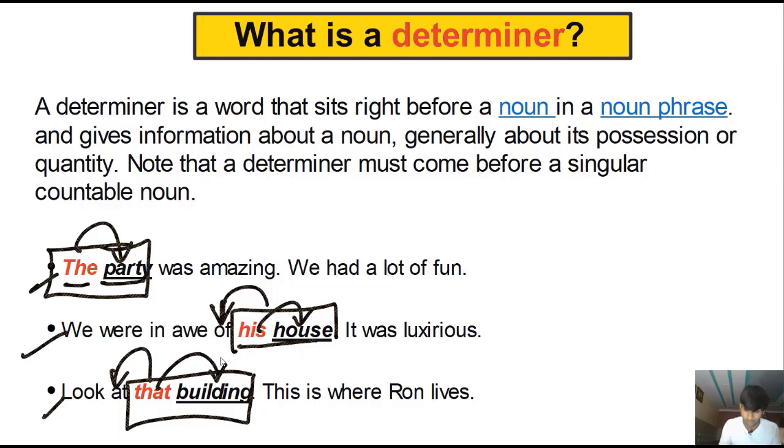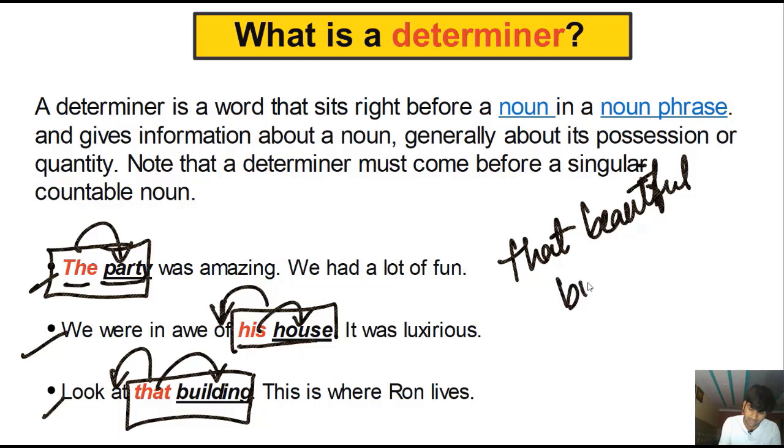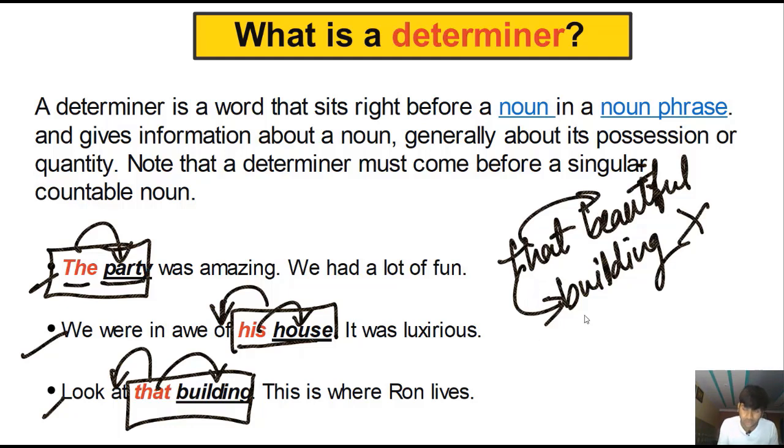Look at that building. All right, so it is again giving information about the noun building coming in the beginning of the noun phrase, that building, right? We can also say that beautiful building. So I want you to understand this, right? I want you to understand everything about it. That beautiful building, we can say, right? But it is still referring to the noun building. Just because we have an adjective sitting in the middle of these words, it doesn't mean that that is modifying the adjective beautiful. No, that is not what's happening here. That is referring to the noun building.